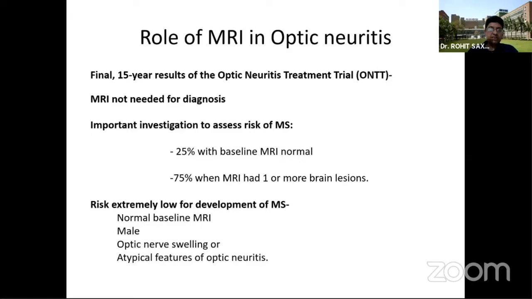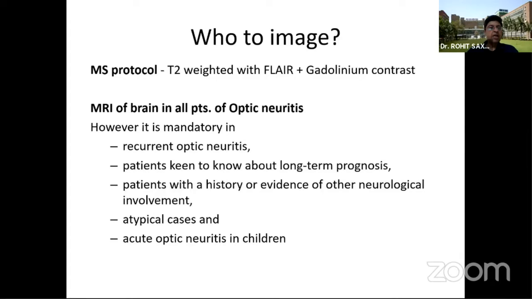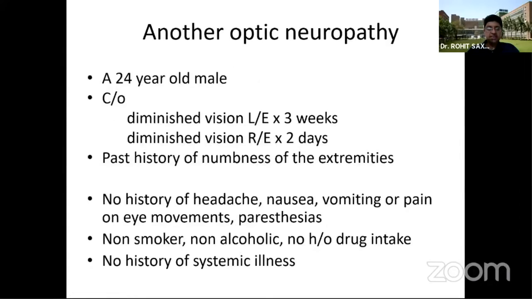And of course, as per ONTT, it gave us a very good idea about the prognosis of a patient of optic neuritis developing multiple sclerosis in the long term. So one would say do imaging on all optic neuritis, but essential in recurrent optic neuritis, atypical optic neuritis, which may suggest NMO-MOG, when you are keen to know about long-term prognosis, and acute optic neuritis in children. Do a T2 weighted MRI with FLAIR and contrast.